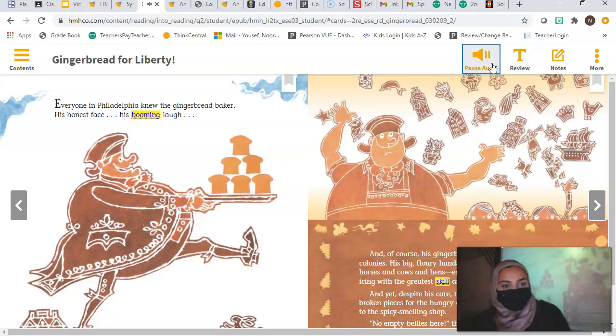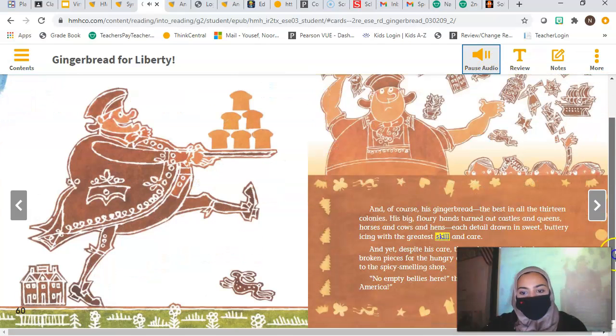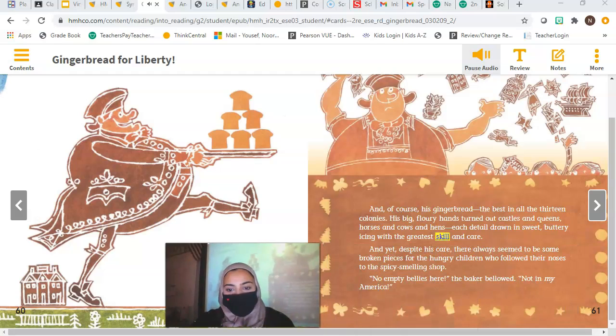Everyone in Philadelphia knew the gingerbread baker, his honest face, his booming laugh, and of course, his gingerbread, the best in all the 13 colonies. His big flowery hands turned out castles and queens, horses and cows and hens, each detail drawn in sweet, buttery icing with the greatest skill and care. And yet, despite his care, there always seemed to be some broken pieces for the hungry children who followed their noses to the spicy-smelling shop.